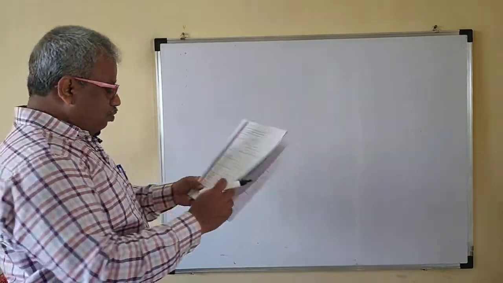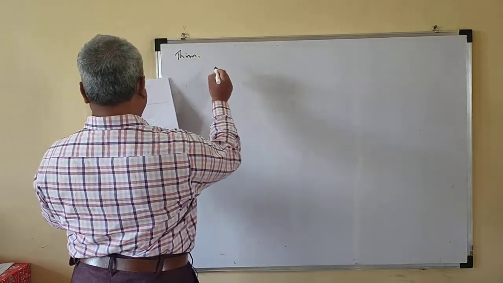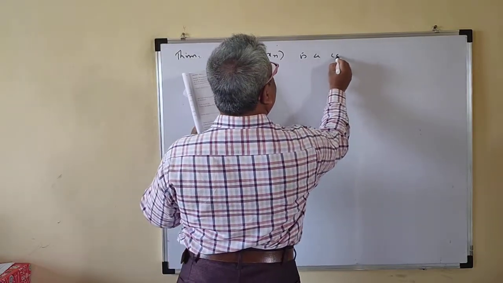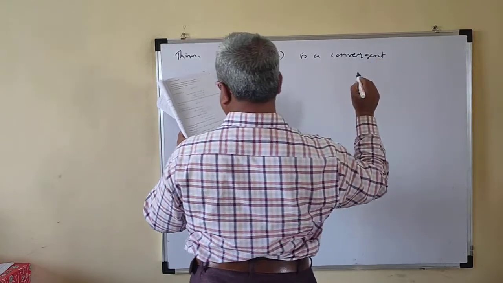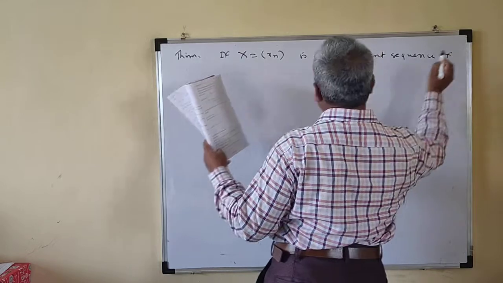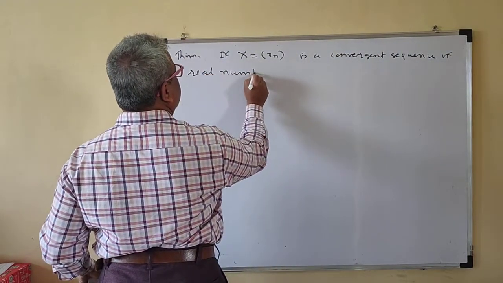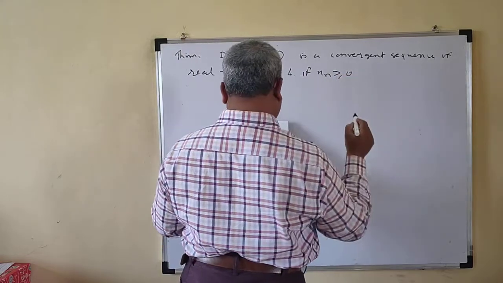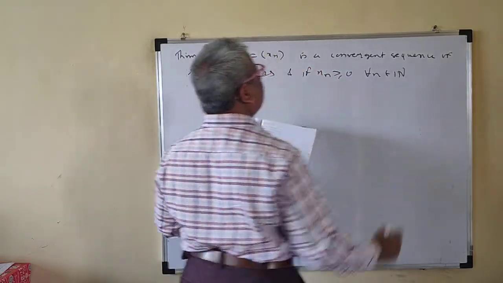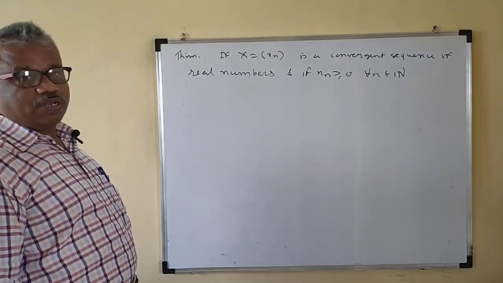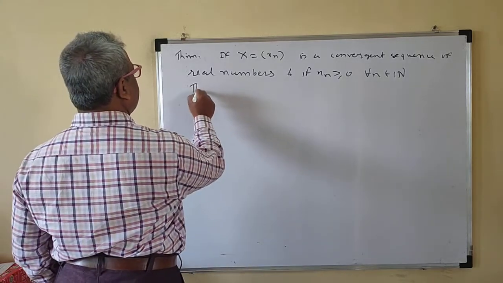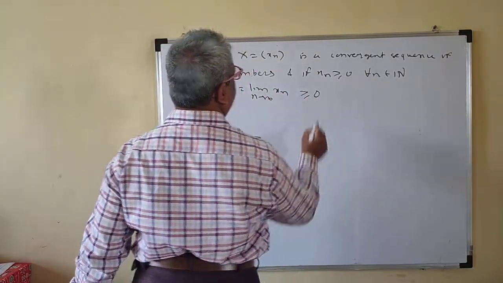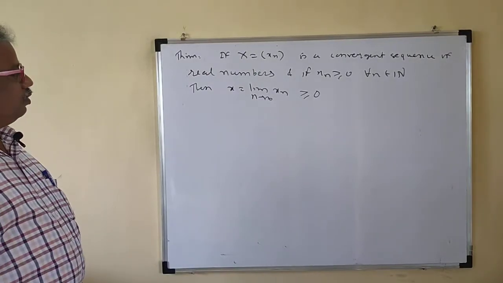Okay, now we'll write a theorem. If X equal to xn is a convergent sequence of real numbers, and if xn is greater than or equal to 0 for all n belonging to N, that means the sequence of non-negative terms, then x equal to the limit as n tends to infinity of xn is also non-negative. The limit of a non-negative sequence is non-negative. Okay, so this is the theorem.